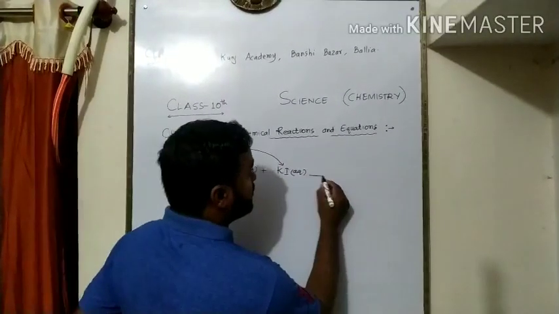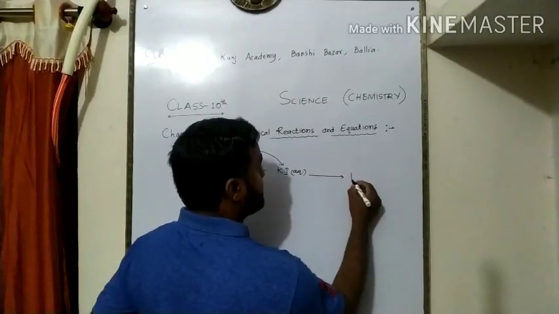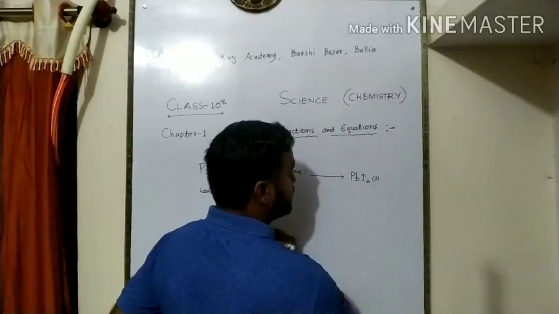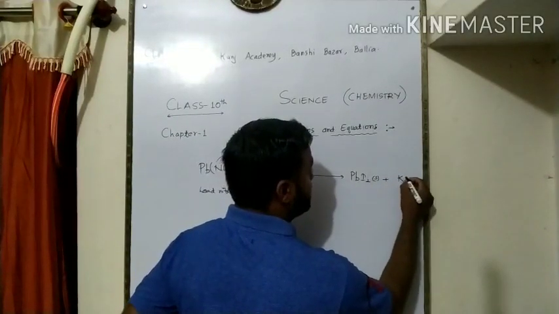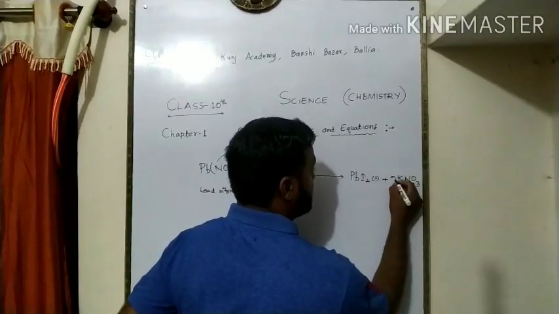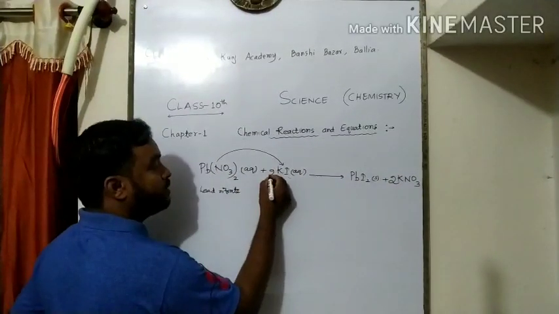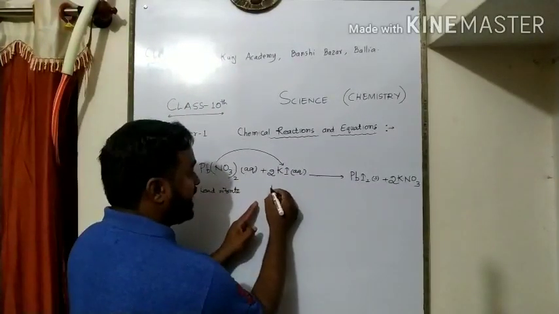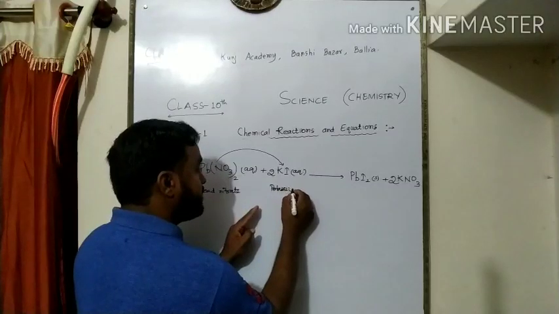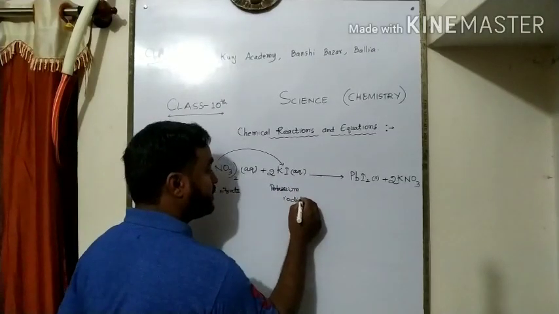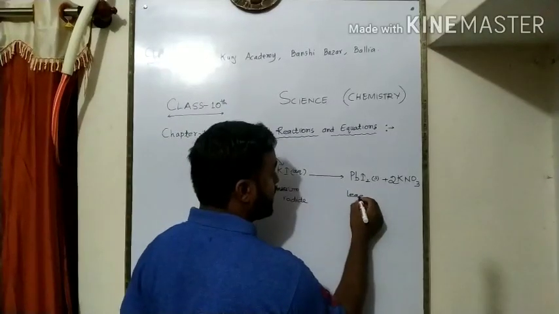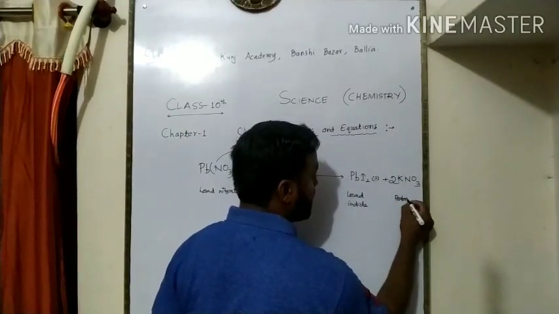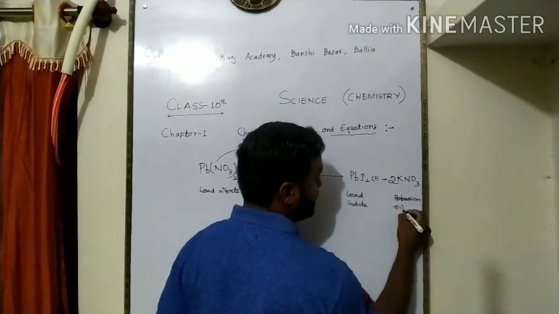So what will be formed over here? You will see PbI2. This is the precipitate, solid state, and another one will be potassium nitrate. If I balance it, I have to make here 2, another one here 2. So this is potassium iodide. This is lead iodide, and this one is potassium nitrate.